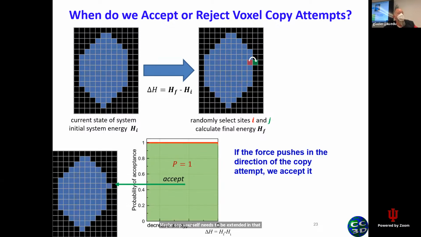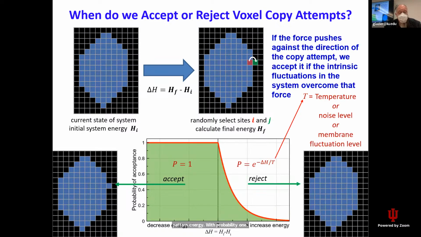Good question. So in this case, I'm going to say that if the force is pushing in the direction of the copy, the direction I'm trying to move, then I move. End of story. So I accept a copy attempt that lowers the pattern energy with probability 1.